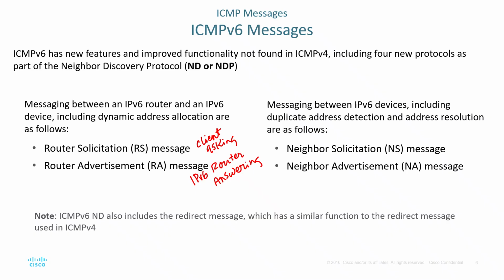Now, messaging between IPv6 devices also includes duplicate address detection and address resolution. So, neighbor solicitation messages between IPv6 enabled devices and neighbor advertisement messages. Now, ICMP ND also includes the redirect message, which has a similar function to the redirect message in ICMP version 4.